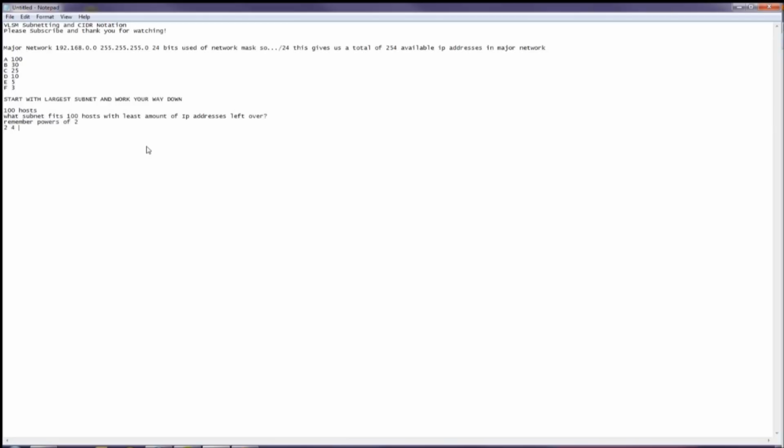So with this, we're going to need to remember our powers of 2. If you don't remember the powers of 2, you might want to go back to the other video that I created, converting IP address to binary. That will help you with your powers of 2. So for reference, I am going to lay down the powers of 2 here: 2, 4, 8, 16, 32, 64, 128, 256, and so on.